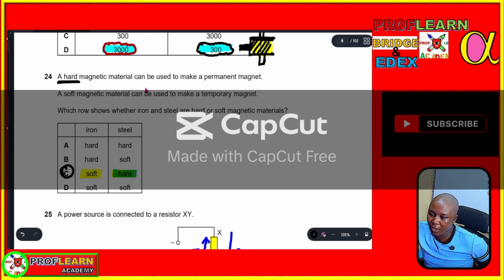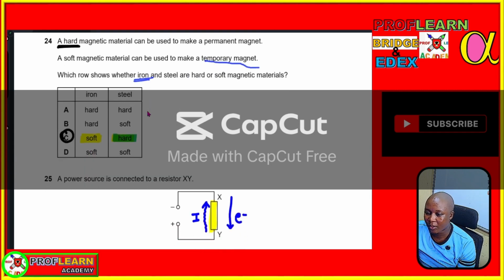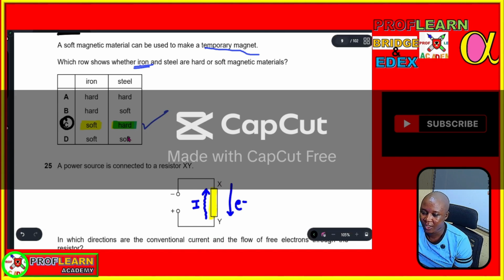We are told a hard magnetic material can be used to make a permanent magnet. A soft magnetic material can be used to make a temporary magnet, sorry for that. Which rows show whether iron and steel are hard or soft magnetic materials? Something we need to understand is that iron is a soft magnetic material because it can be easily magnetized, and also it can lose the magnetism easily. And steel is a hard magnetic material because it is able to retain the magnetism for quite a long period of time. So the correct answer here is C.